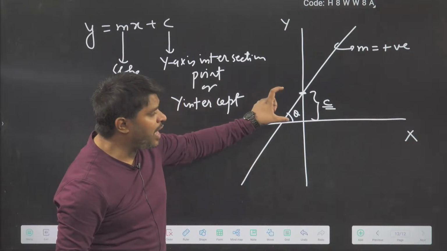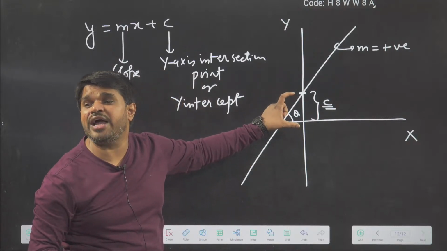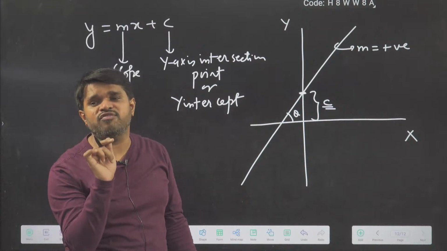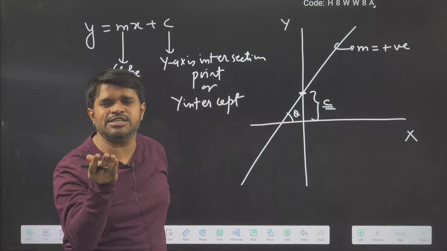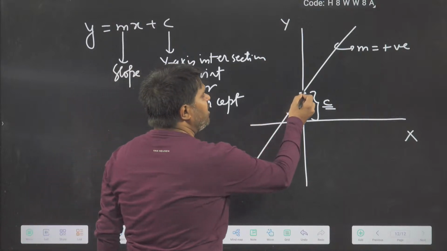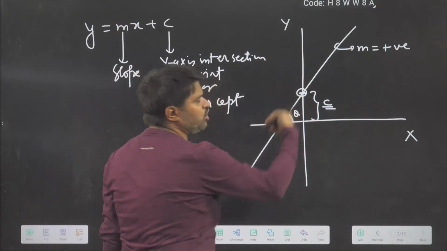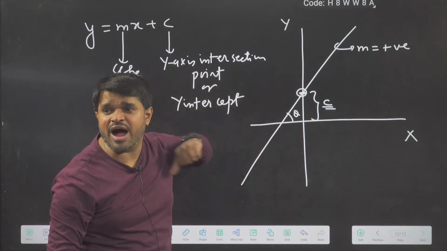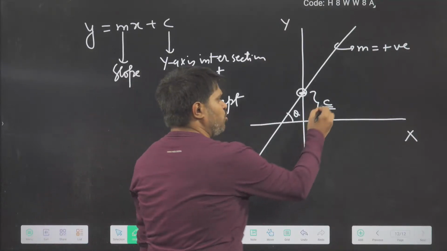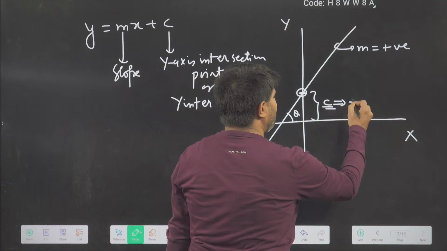Means the intersection point on y is called c. The intersection point of the line on the y-axis is called what? c. Now the line is cutting above the origin. Above the origin y is positive. Above the origin y is what? Positive. So here c will be what?